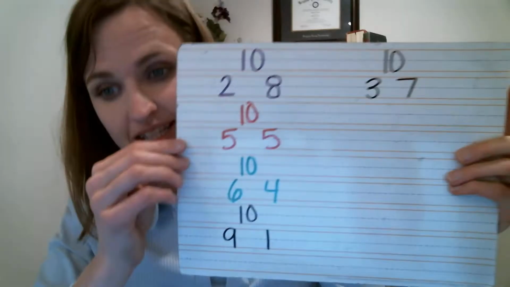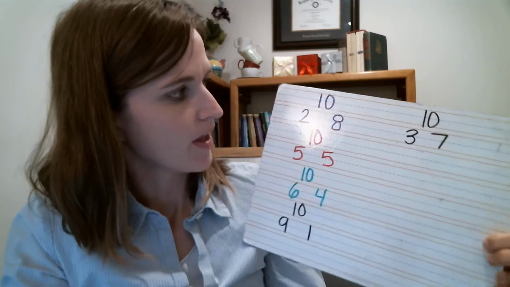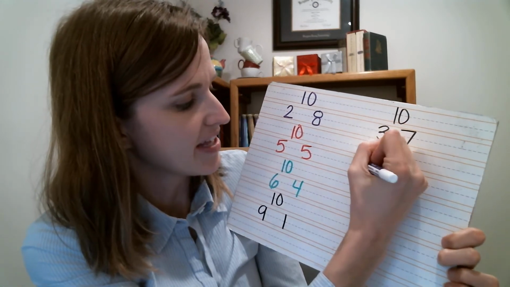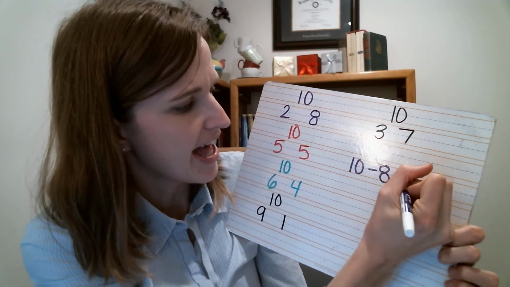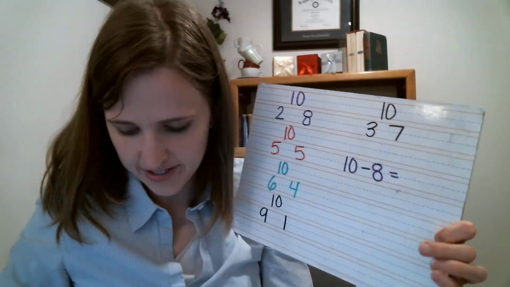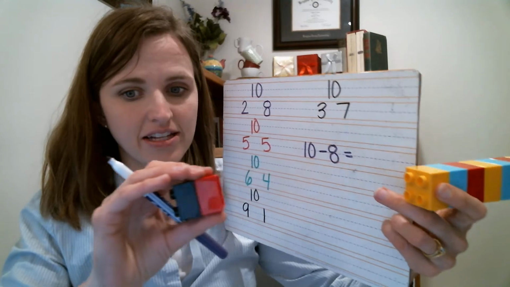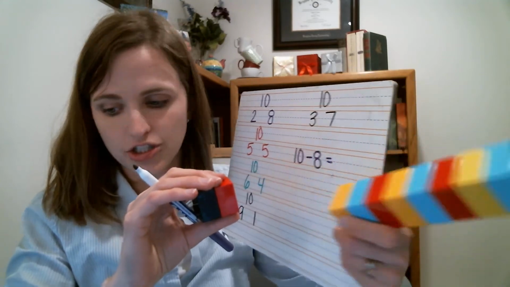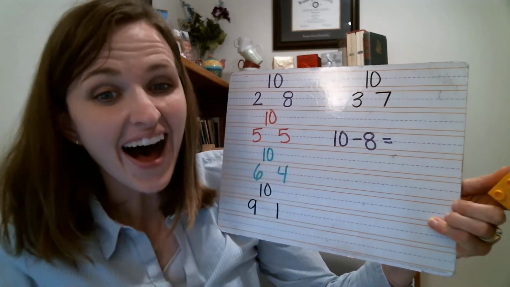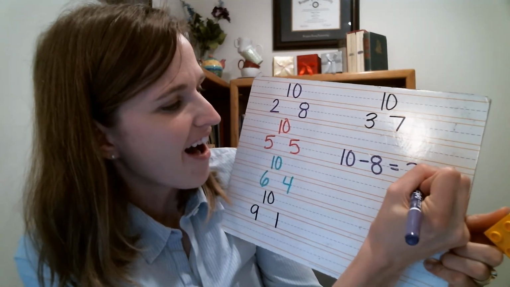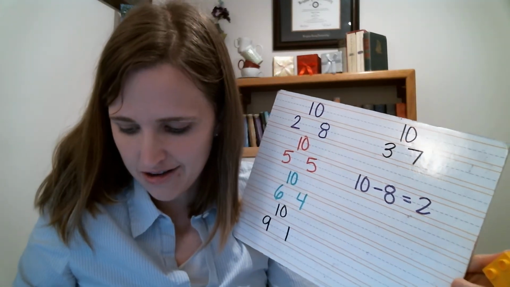We're going to go back to this board. And I'm going to go back to my purple. If I start with 10, and then I take away 8, how many do I have left? If I start with 10, I take away 8, pull these 8 off, and they're gone. How many do I have left? I have 2 left. Look, we saw those same numbers earlier.